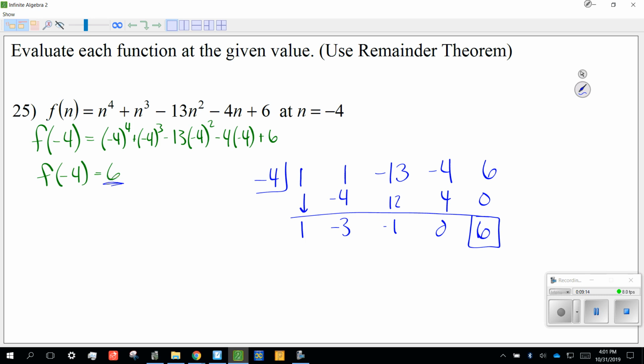And you can find that out by doing all this, typing all that out, or you can just divide the function by negative 4 using synthetic division, and the remainder will tell you the value of the function at that point. It's a lot faster, the math is a lot easier, and you don't have to do negative 4 to the 4th power. So there's number 25.